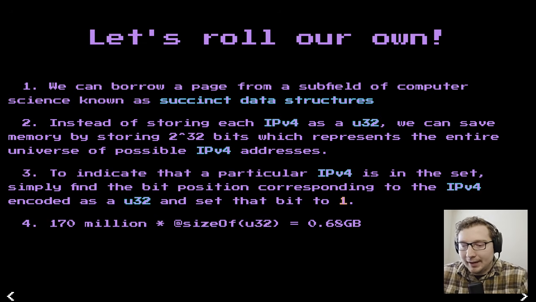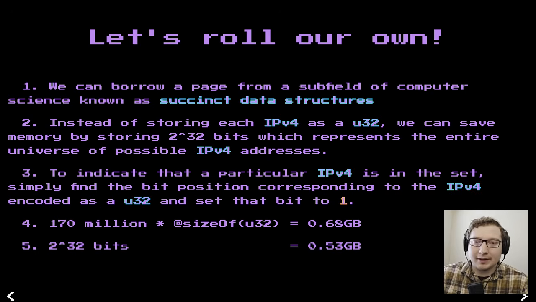So here's some napkin math. A conventional hash map, which has to store 170 million keys, where each one is a U32, which is 4 bytes, is going to take 0.68 gigabytes minimum to store. On the other hand, with the universe idea, 2 to the 32 bits is 0.53 gigabytes. So there you go, right there. That's 150 megabytes of storage just off the top, in the best case for a conventional hash map compared to what we're doing. We're clearly saving information here, and we're saving even more than that.